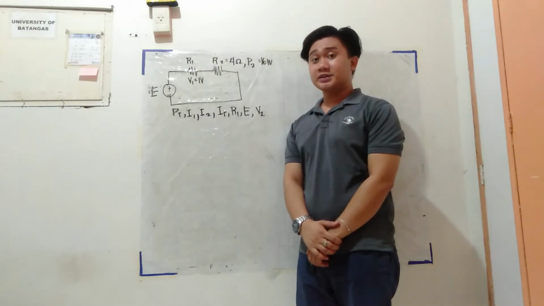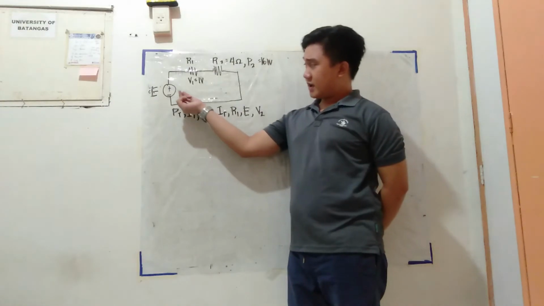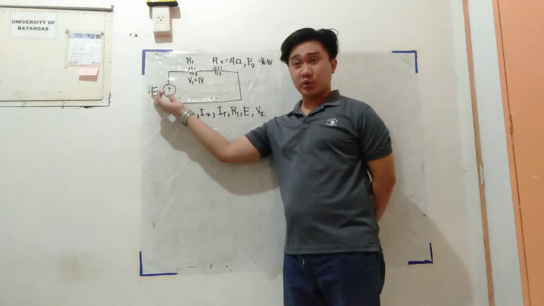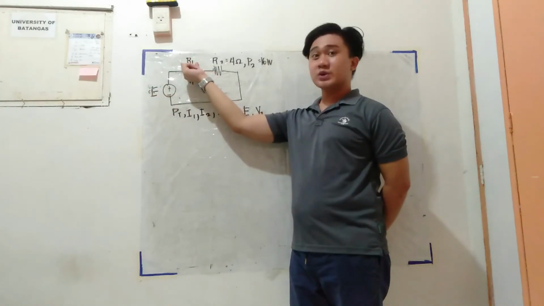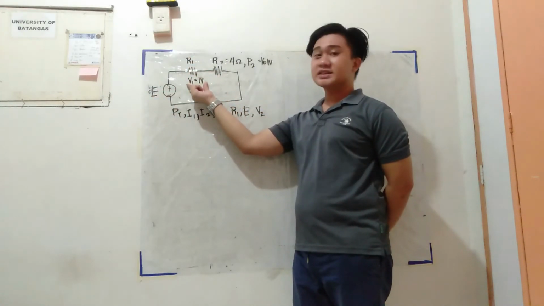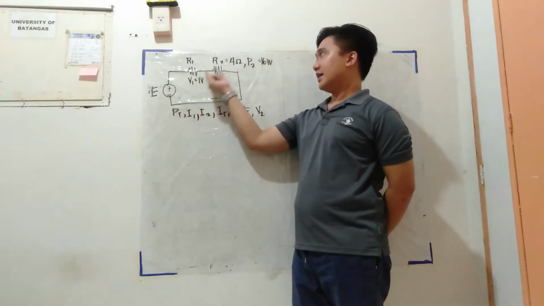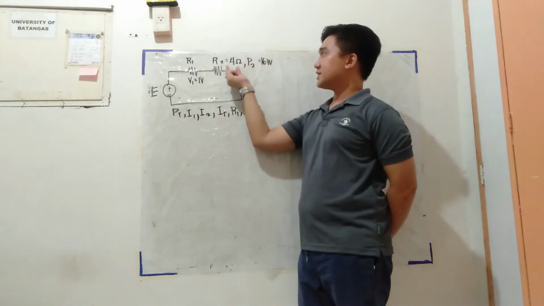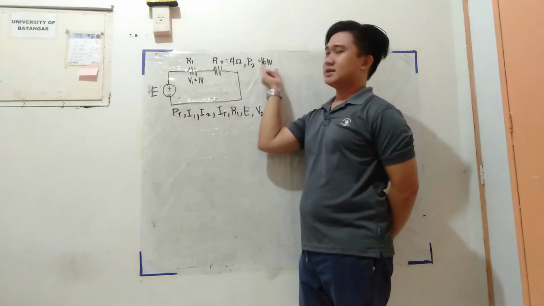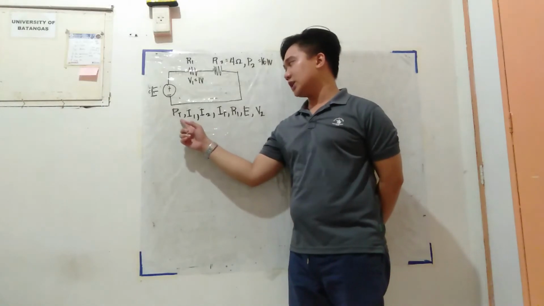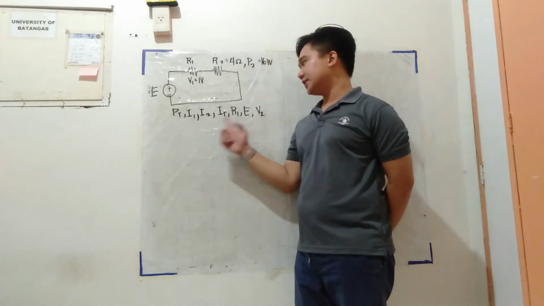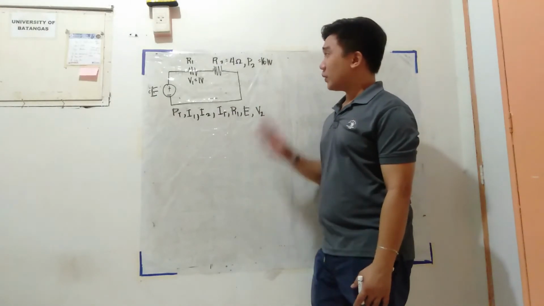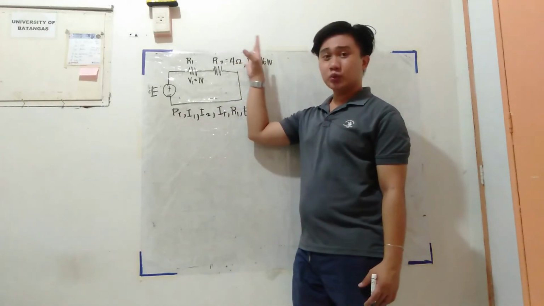So, example number 2. I have here a series circuit again with supply E unknown, and then R1 is also unknown, but V1 is given, that is 1 volt, and then your R2 is 4 ohms, and the power dissipated by resistor 2 is 16 watts. So we are asked to find the total power, I1, I2, I total, R1, E, and V2. Okay? So we could start with R2.